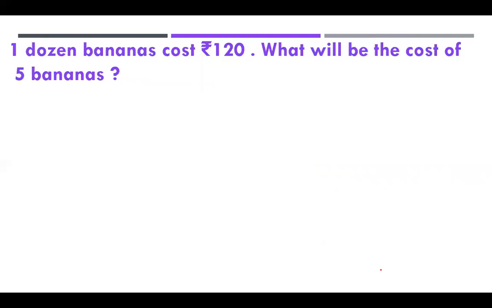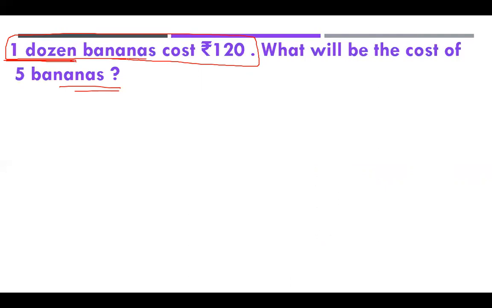1 dozen bananas cost rupees 120. What will be the cost of 5 bananas? So children, have a look at the first statement till over here. 1 dozen bananas cost rupees 120. So what does 1 dozen stand for?